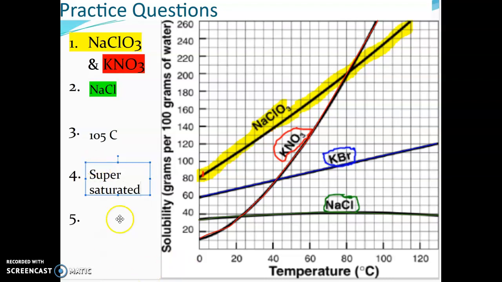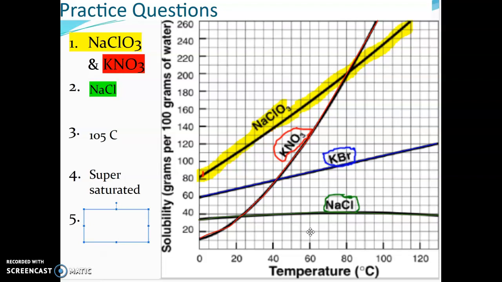And lastly, number 5 is the trickiest one. Number 5 is a solution of 20 grams of NaCl, and we're looking at the green line here, saturated at 60 degrees. That's the first part. So 20 grams, and we're going to go over until 60 degrees, boom, right here. We are underneath the green line for NaCl, so that means we are unsaturated.